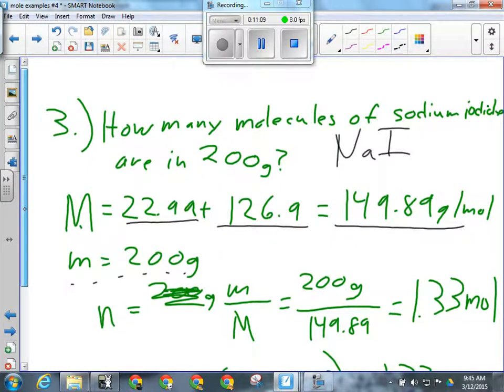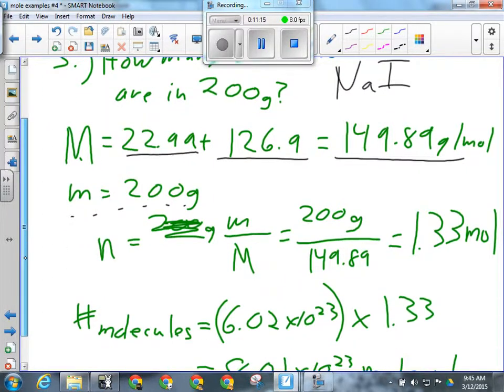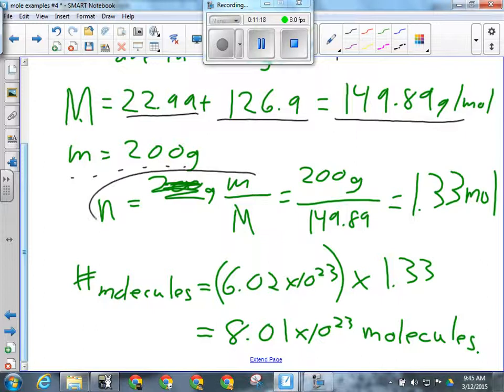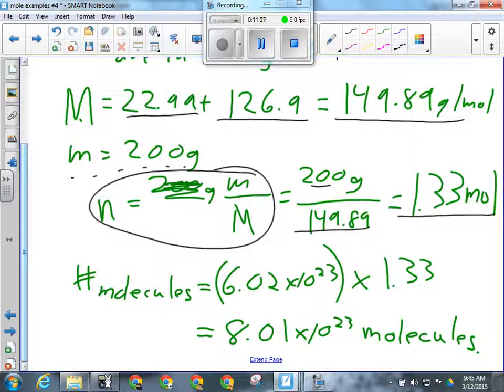So if we want to calculate number of molecules, we need Avogadro's number and the number of moles. So first thing we can calculate is the number of moles, and the mole equation is already set up for that. So 200 grams over our molar mass tells us we've got 1.33 moles. Then to calculate the number of molecules, we take Avogadro's number, which is the number of molecules in 1 mole, and multiply it by the number of moles. Then we get 8.01 times 10 to the 23 molecules of sodium iodide. All right? Everybody with me there?